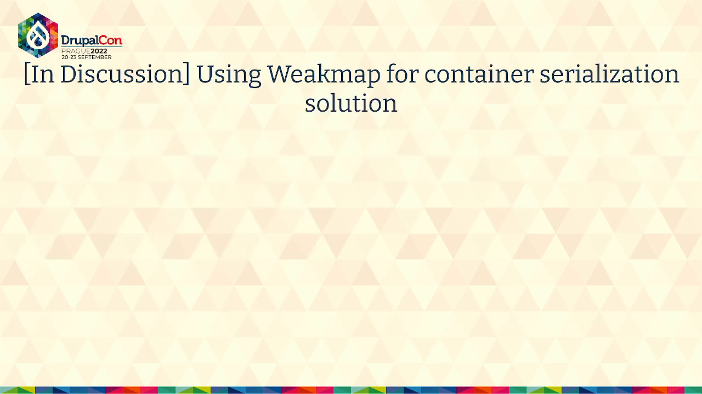There's another one which is in discussion, using weak maps for the container serialization problem. So with Drupal 8, all of the service objects which we were creating or instantiating, right, they had a dynamic attribute called underscore service ID. Now this service ID was leaking across different service definitions, leading to bad garbage collection, I would say. Right, because even if an object is no longer referenced, it was still in the memory because your service ID has leaked across multiple service definitions.